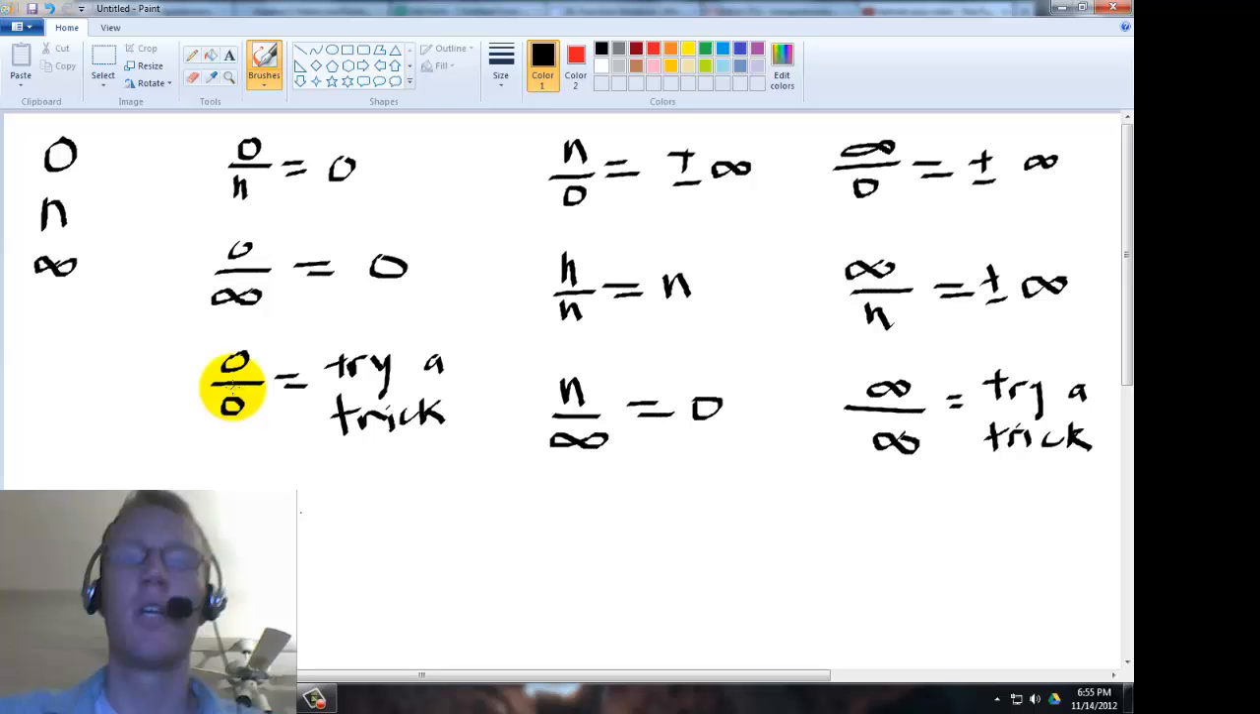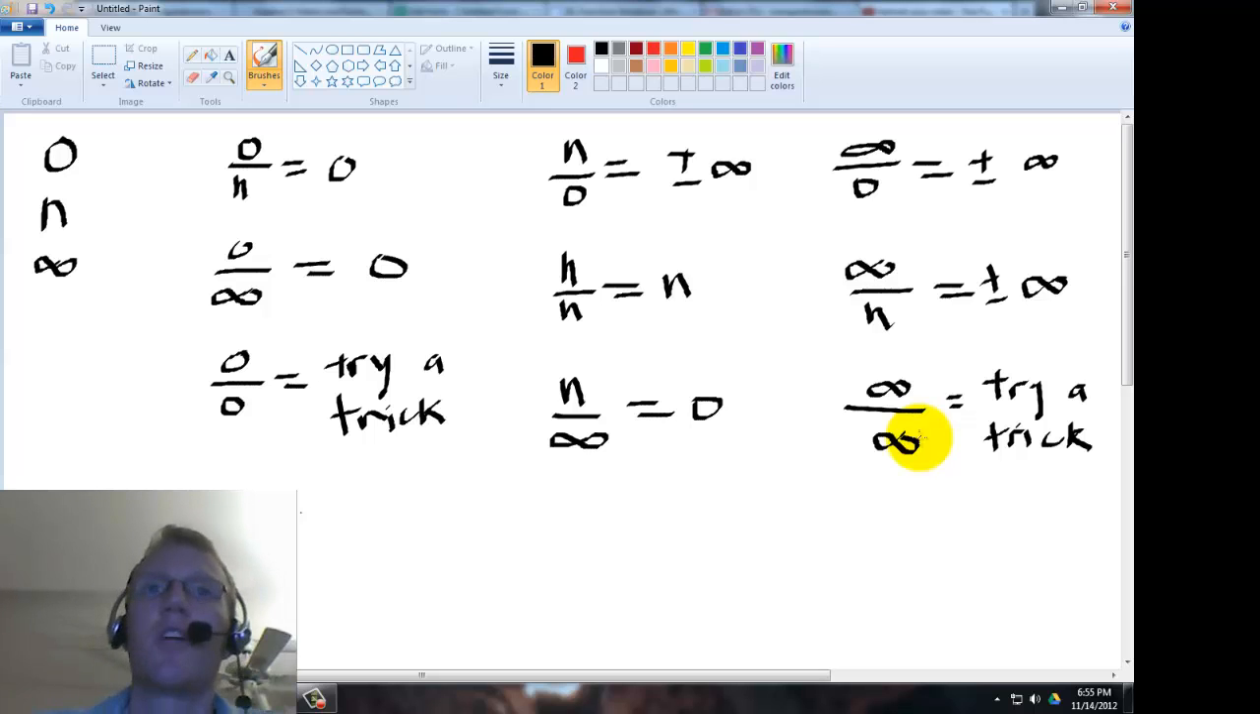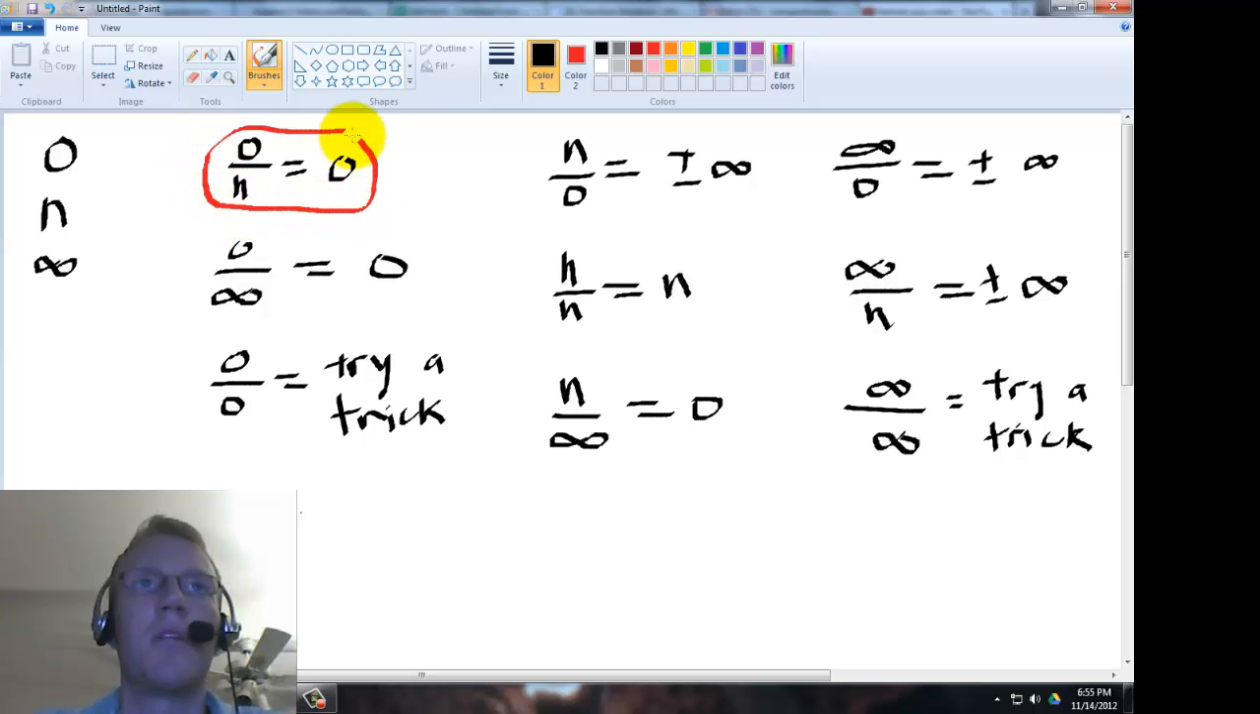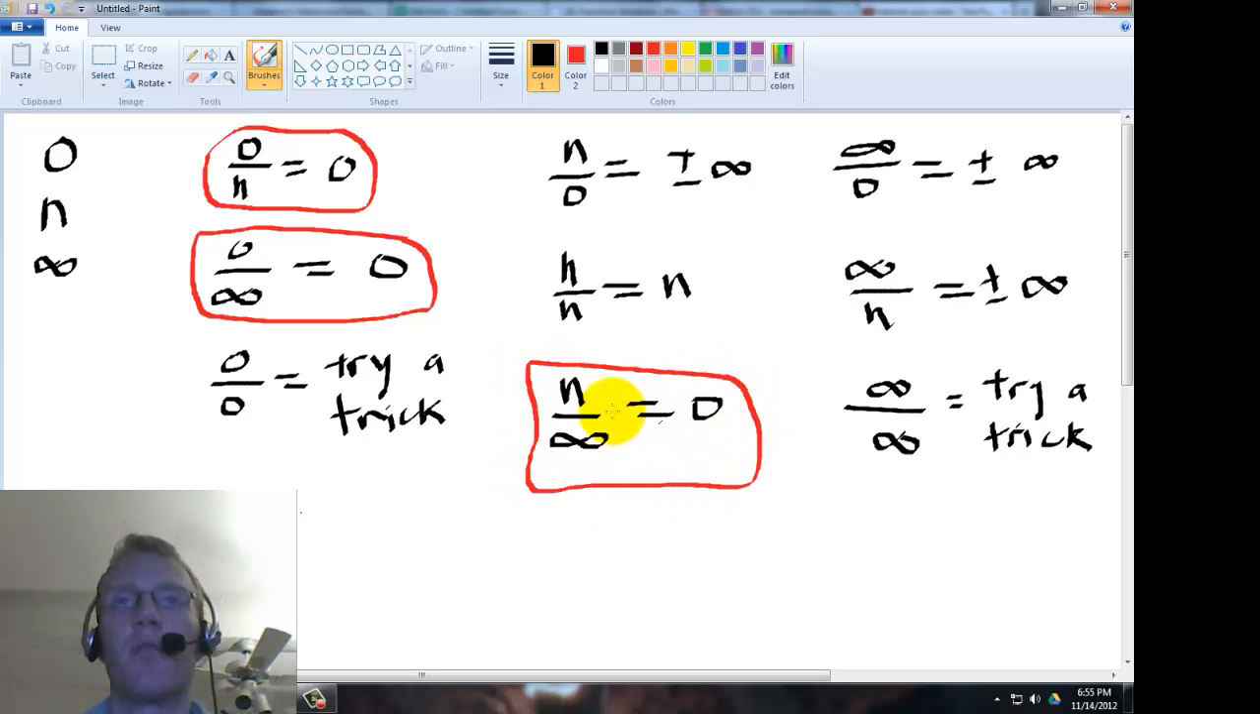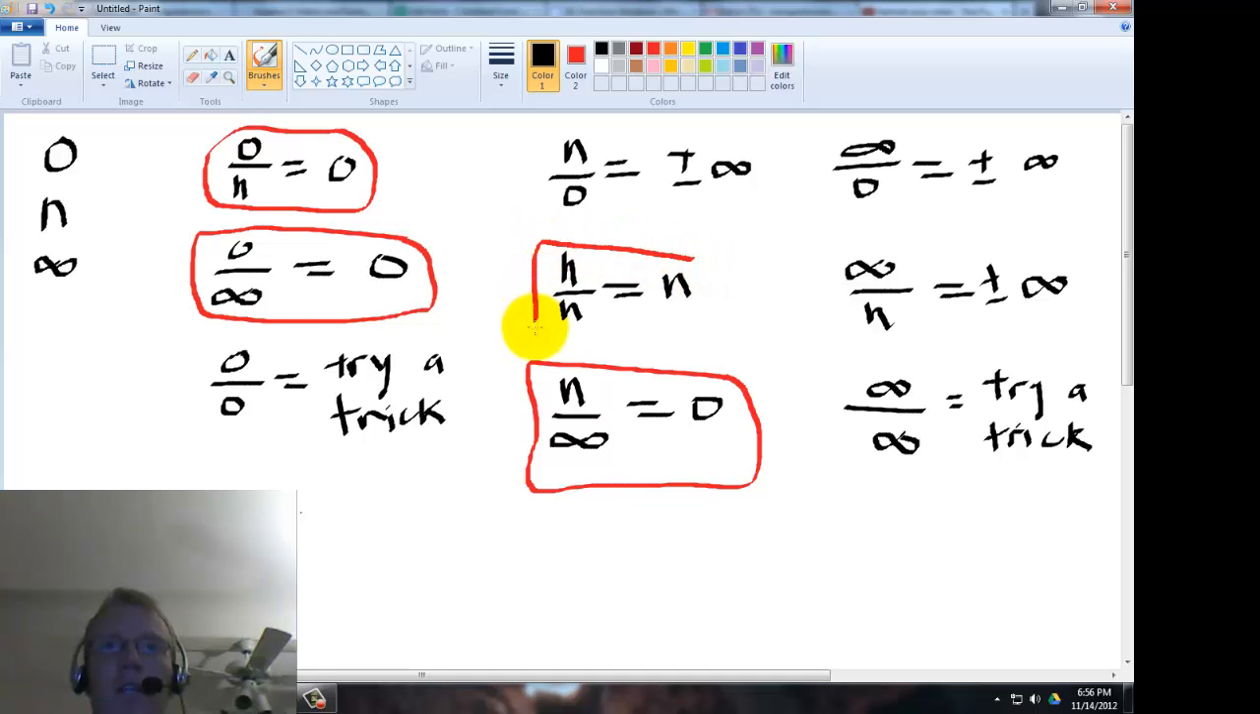So 0 over 0, you don't know how small or how big those zeros are. Infinity over infinity, you don't know how big those infinities are, so you have to try a trick. In these 3 cases, the denominator is always bigger than the numerator because the numerator is 0, or because the denominator is infinity. So in these cases, the denominator is infinitely bigger than the numerator, and so the answer is 0. In this case, they balance out, so you get some number. Note that the number you get doesn't have to be the same as these numbers. I'm just using n to represent any number.